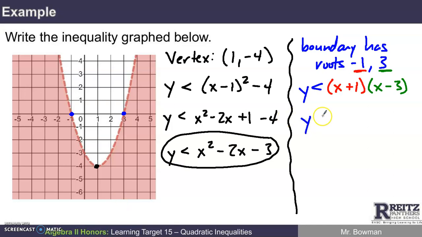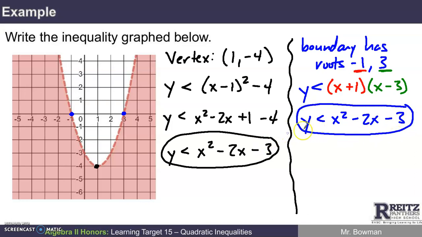And now, by using FOIL or some other technique to multiply these two binomials, I can get x times x is x squared. 1x and -3x is -2x. And 1 times -3 is -3. And I hope what you see is that you get the same answer either way you approach this. So there are two different techniques you can use to solve the problems that are a lot like what you'll see in pre-class work.